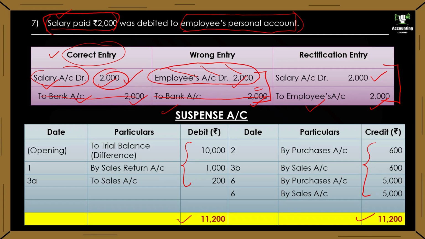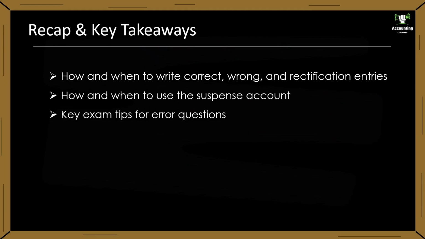Let's have a quick recap of what we have learned so far. We have learned how and when to write correct, wrong, and rectification entries, how and when to use a suspense account, and exam tips for error questions. Now, the next step is for you to try similar practice problems. If you do more problems, you can do them very quickly in the exam and also without any mistakes.